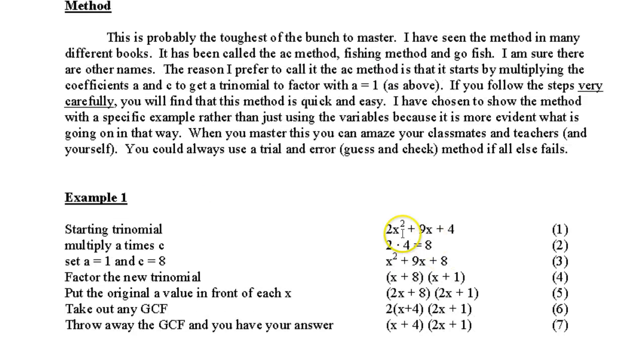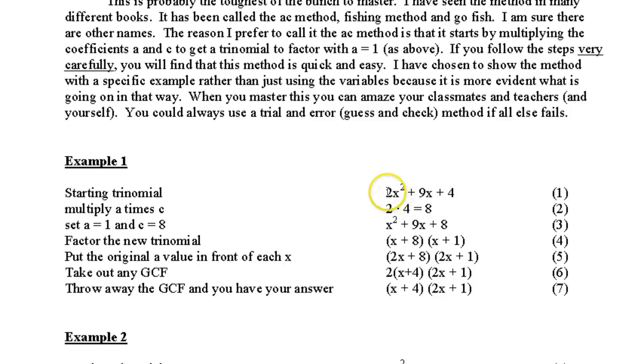Alright, so let's say we're dealing with a trinomial, and the best way is to just look at it and see how it's done. Okay, so starting with the trinomial 2x squared plus 9x plus 4. First off, you take a, which is the first number, times the last number, and you get the new number, 8.